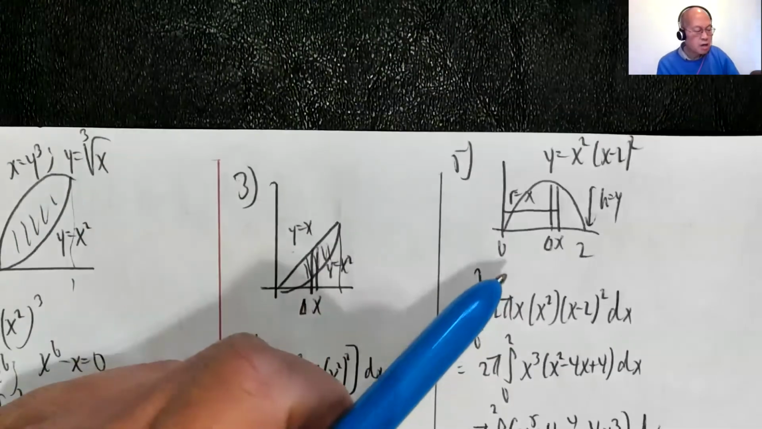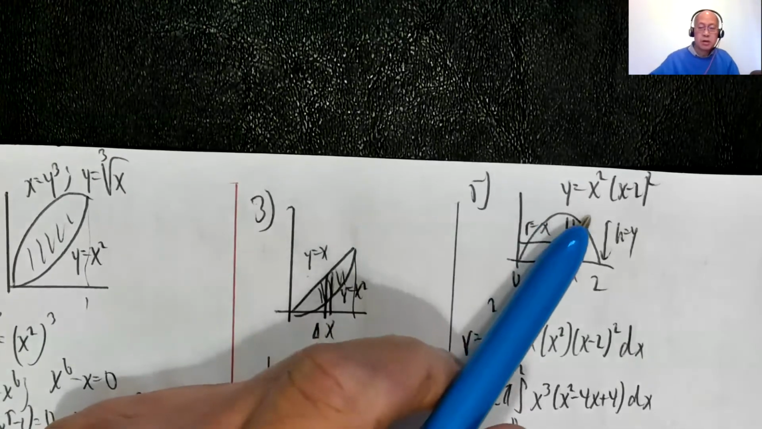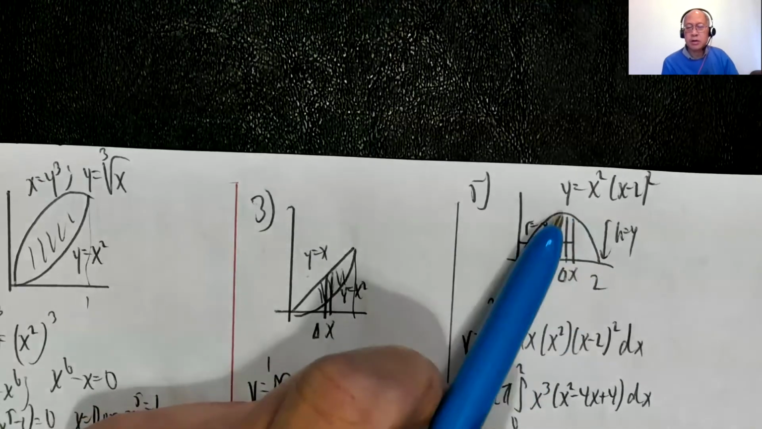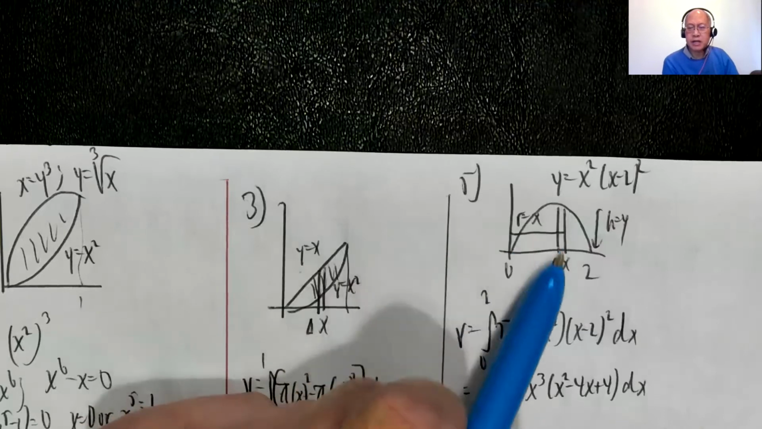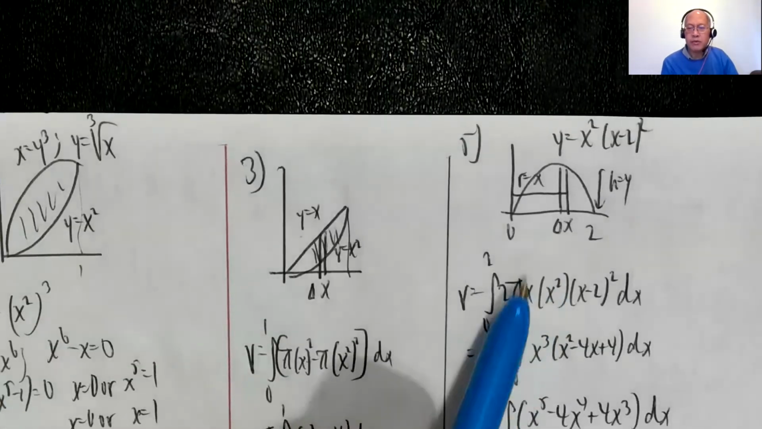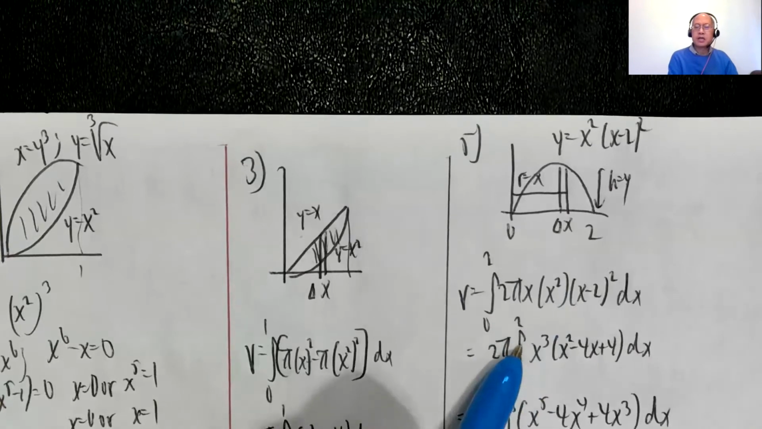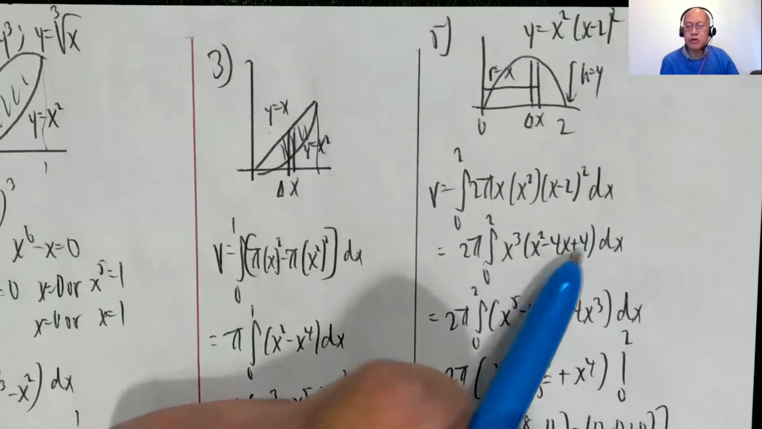Number 4, x squared times (x minus 2) squared touches the x-axis at 0 and 2. Slice delta x. My radius is x, my height is y. So 2 pi x y, which is x squared, (x minus 2) squared dx. Take out the 2 pi, that's an x cubed. Distribute (x minus 2) squared: x squared minus 4x plus 4.